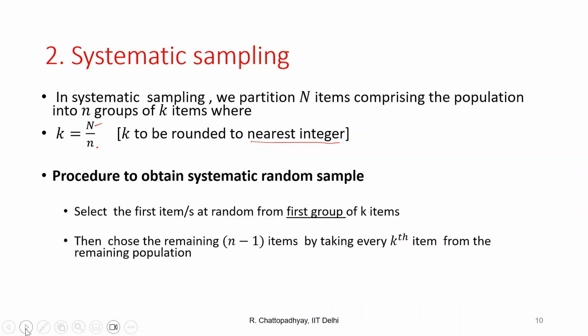Select the first item at random from the first group of k items. So in the first group, k items are there. We choose one item at random. If we have to choose 2 items at random, we can choose 2 at a time also. Whatever we choose, 1 or 2, we'll choose at random from group number 1. After that, how many groups will be left? We'll be left with n minus 1 groups.